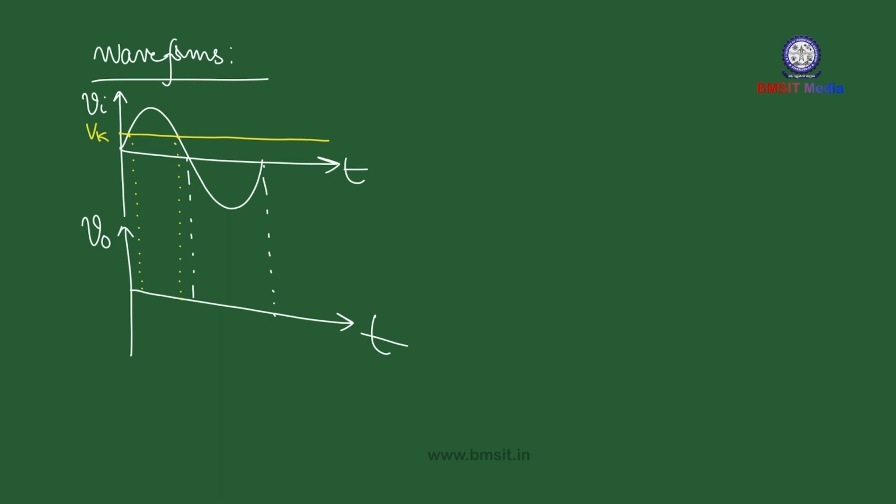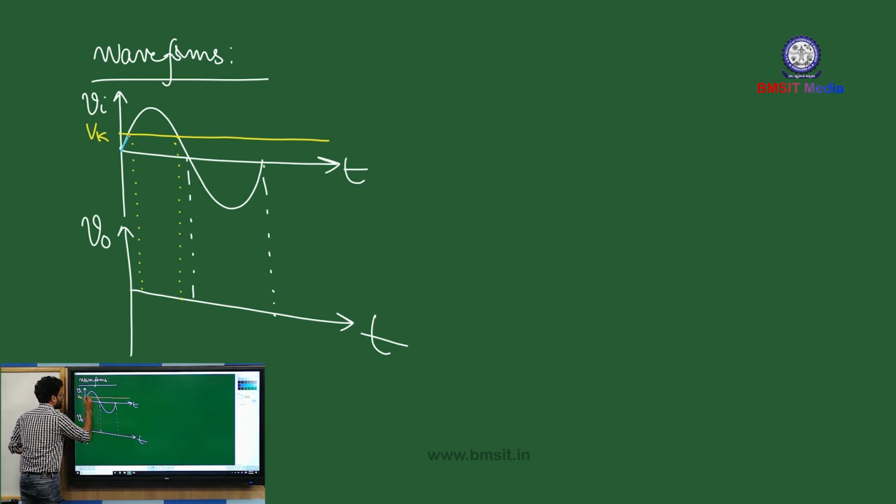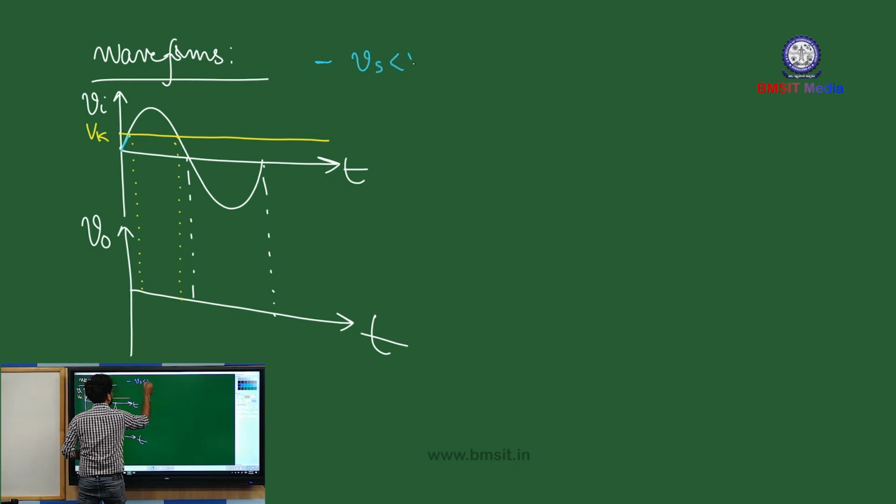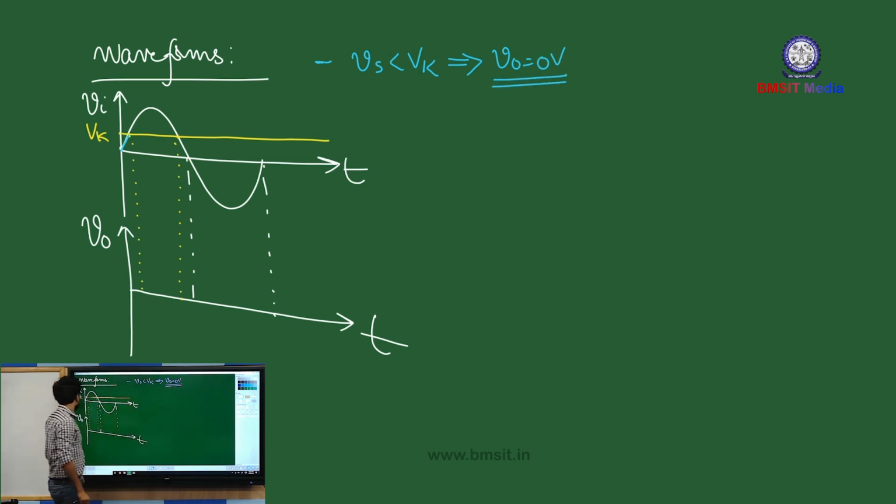Let me use a different color. Yeah. So this is the region in which input was less than Vk. Let me write here. So here Vs was less than Vk. So this blue line indicates that your source voltage is less than Vk. So when your source voltage was less than Vk, you had obtained output equal to 0 volt, right? So in this particular region, your output is at 0 volt level.